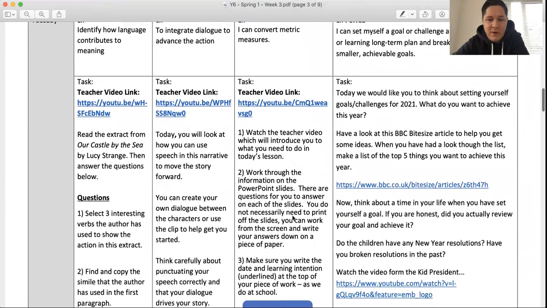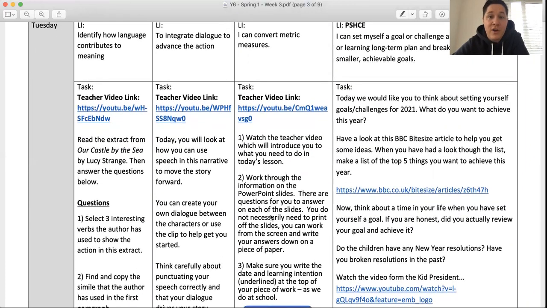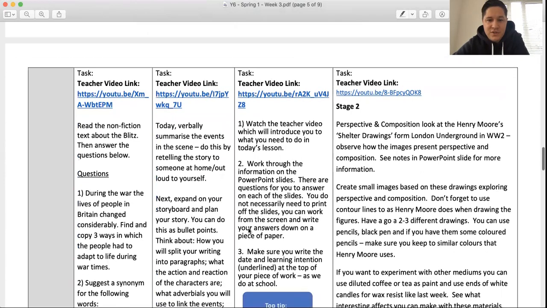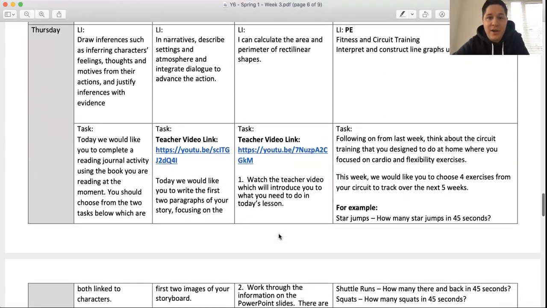Then as we move forward, there's some more videos that you can watch, and this is all about converting metric measures. So what do you do to go from centimeters to millimeters, and from kilometers to meters, all of that kind of thing. And then as you move on, there's some more work on conversions, and then the final day is about area and perimeter.